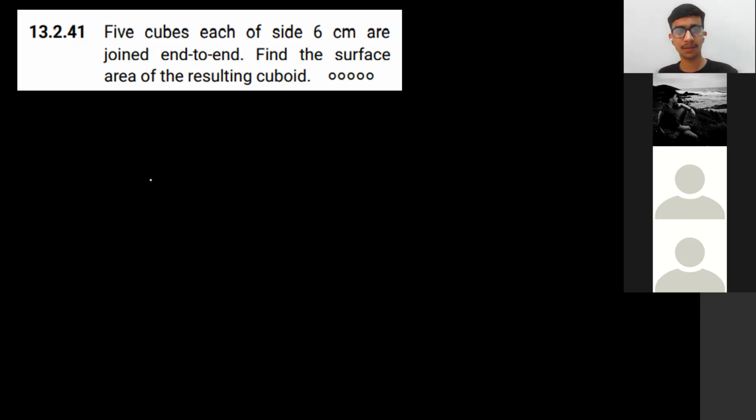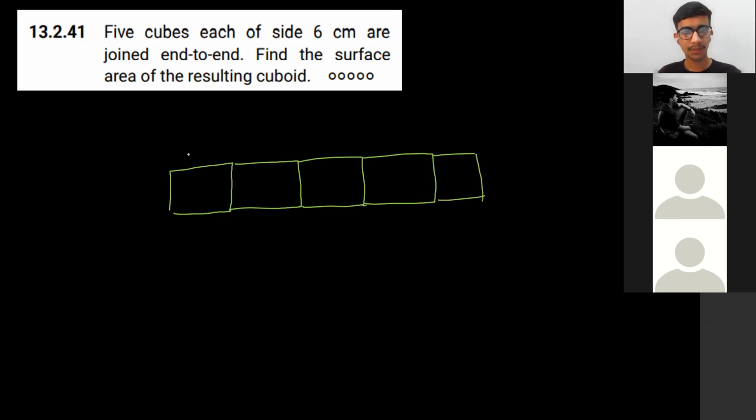Okay, I'll make the figure. I guess it'll be more clear after that. I'm not making the cube because I'm bad at drawing. So I'll make 5 different rectangles or squares. Or rather, let's make one cube. So only this length changes, right? The lengths add up. The height remains the same. Like this is the height. And this is the breadth. Okay, so got it.